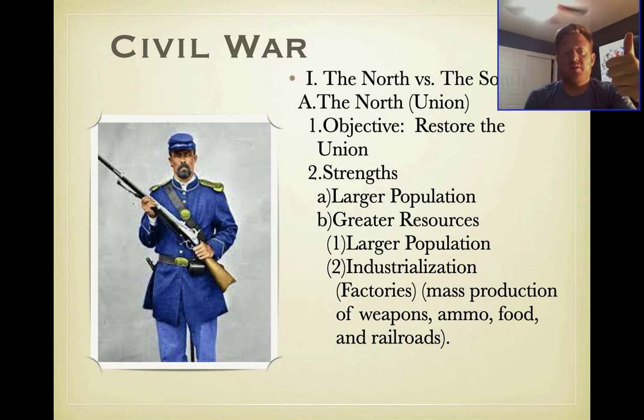They had a larger population, they had greater resources, and they had factories. Factories that could build supplies, they could manufacture food, they could manufacture ammunition, and they had the railroad system. And railroads are incredibly important because you're moving things from point A to point B.